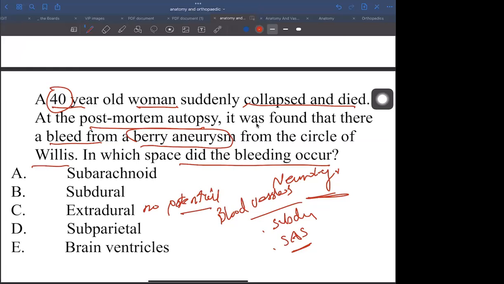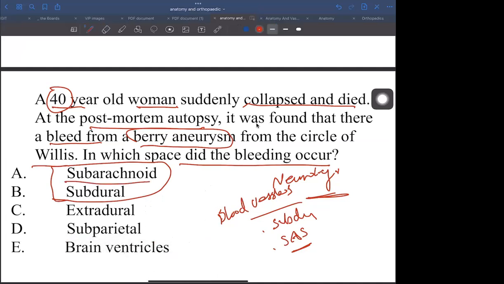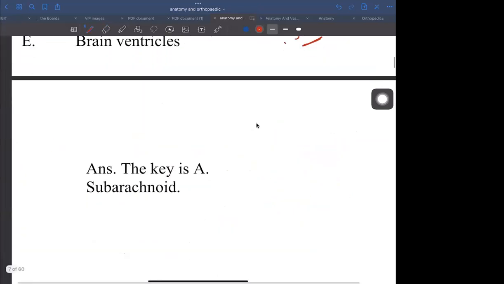Obviously the ventricles, it's all full of CSF. So it's either the subdural or subarachnoid. Which one do you think? In this, with the berry aneurysm, I think it would be, is it the subdural? No, it's not a subdural. It's definitely subarachnoid. Because when you have a subarachnoid hemorrhage, you always think of aneurysm. So the hemorrhage happened in subarachnoid space because all the blood vessels are in subarachnoid space, right?